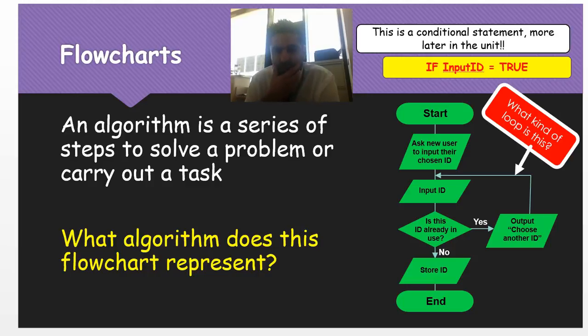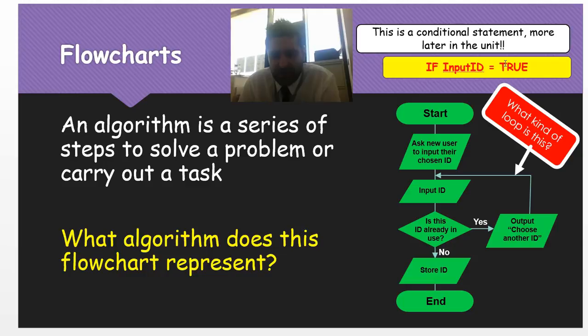Where we've got a flowchart there, which asks the user to input their chosen ID. The user would input the ID, and then there is a decision. The question is asked: is this ID already in use? If it is already on the table of IDs, they would have to choose another ID. And if it doesn't exist, then you would store that ID. Now, in terms of the loop that is there, we discussed as a class that it was a conditional statement, and you would use an if loop to create that loop.